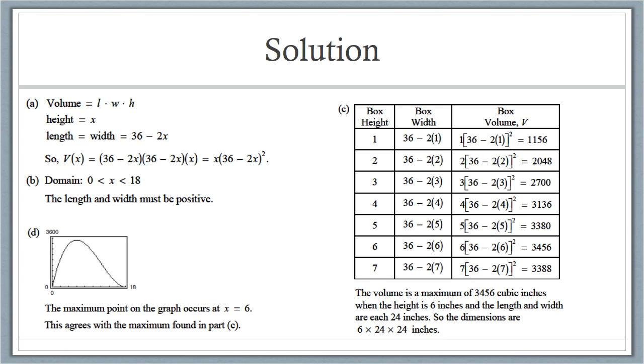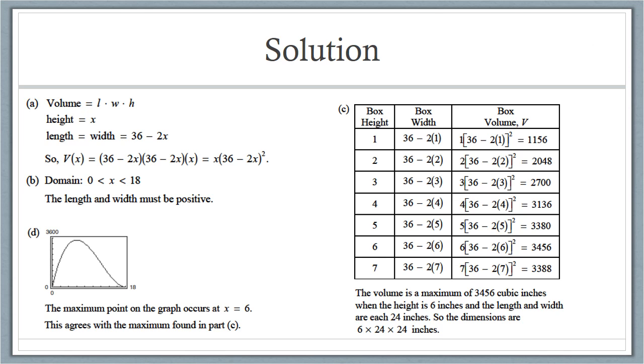Notice we're not multiplying this out. We're just going to use it like that, which is great. The domain is from 0 to 18. The reason for that is that you have to cut something out, so you don't want x to be 0. Otherwise, you can't make the box. And if you cut out 18 inches, well, you're cutting 18 from both ends of the same side, and the side's only 36 inches long, so you'd be cutting off the entire side. So your domain must be from 0 to 18, because the length and the width must both be positive.